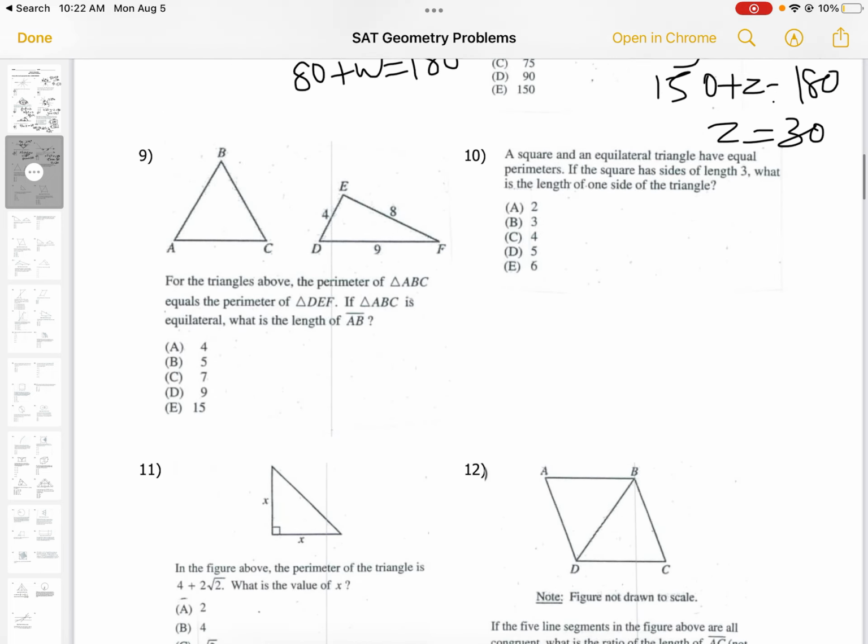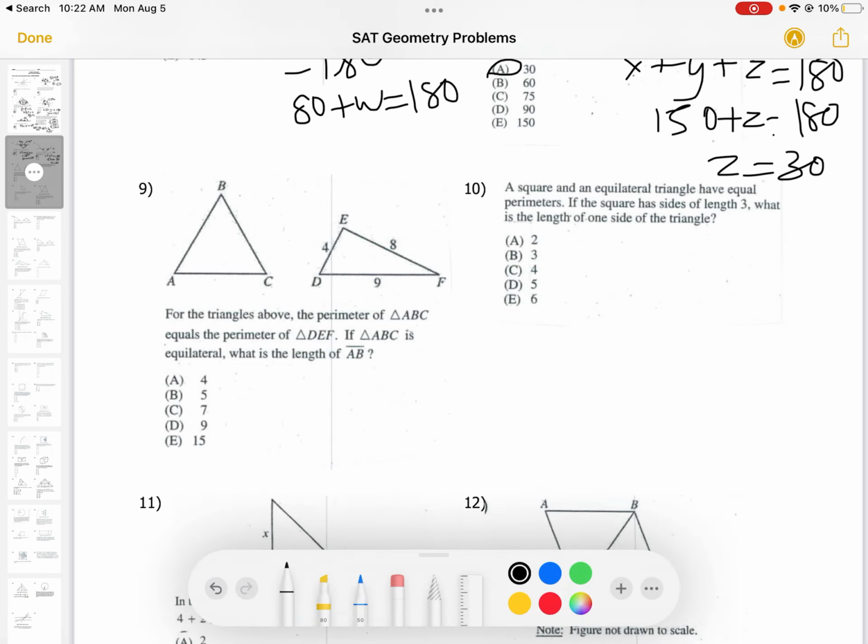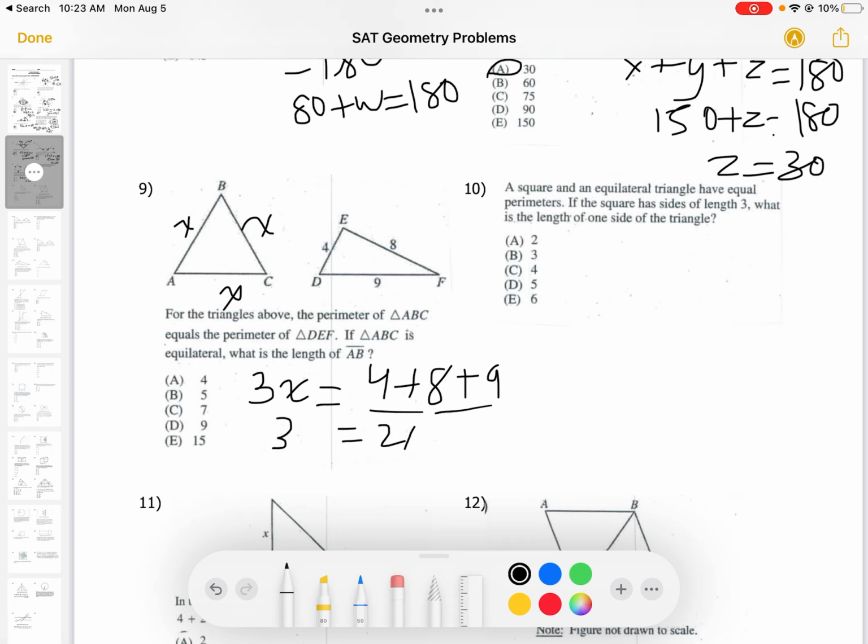Okay. Number 9. For triangles above, the perimeter of ABC equals the perimeter of DEF. If ABC is equilateral, what's the length of AB? Alright, an equilateral triangle means that all the sides are equal. They're the same. So we'll call that x. So we know the perimeter of ABC, which is 3x, is equal to 4 plus 8 plus 9. 4 plus 8 plus 9, that's just 21. And that's equal to 3x, so x is equal to 7. That's the length of AB.